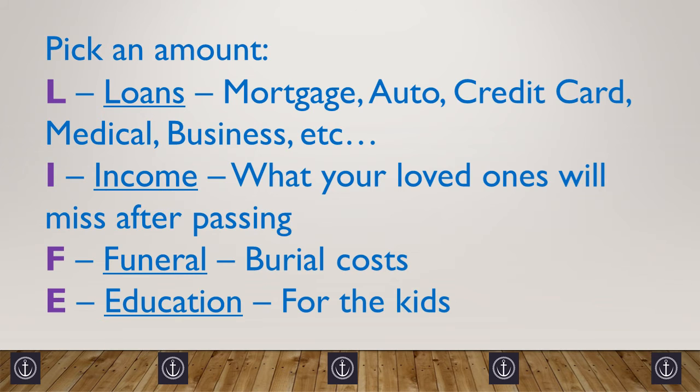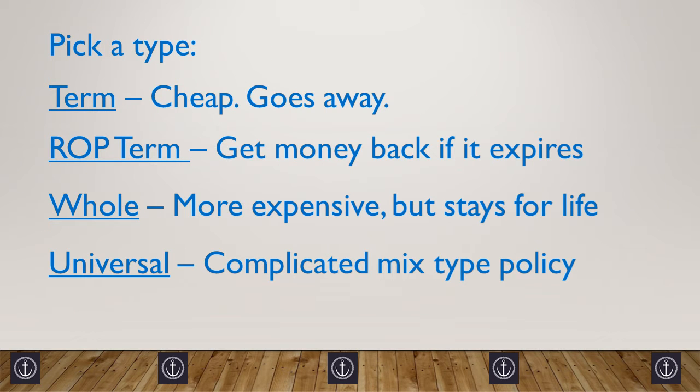So you add all that up, and that will be basically the amount that you're going to want for your life insurance policy. Now, when it comes to the type of life insurance policy, we have four main types that we use here at this office.